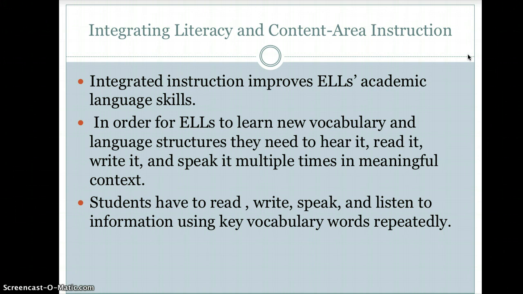Integrated instruction improves the English language learners' academic language skills. In order for the ELLs to learn new vocabulary and language structures, they need to hear it, read it, write it, and speak it multiple times in meaningful context. Students have to read, write, speak, and listen to information using key vocabulary words repeatedly.